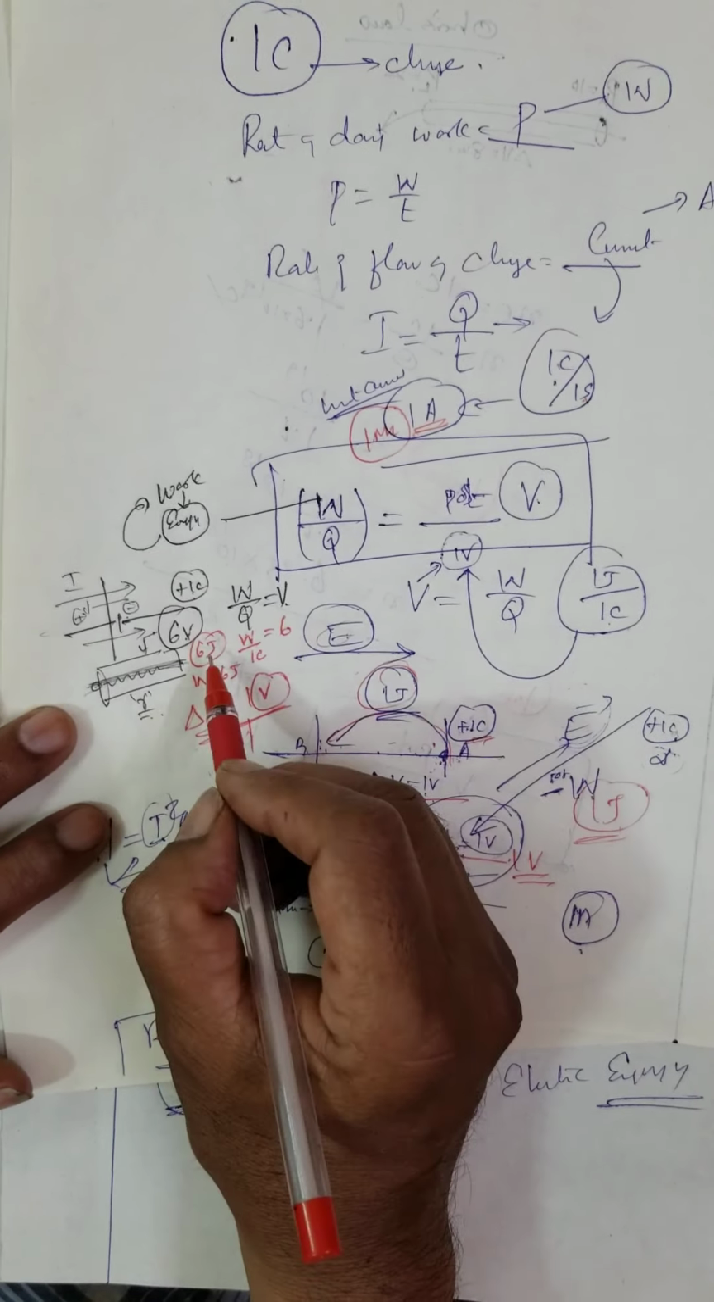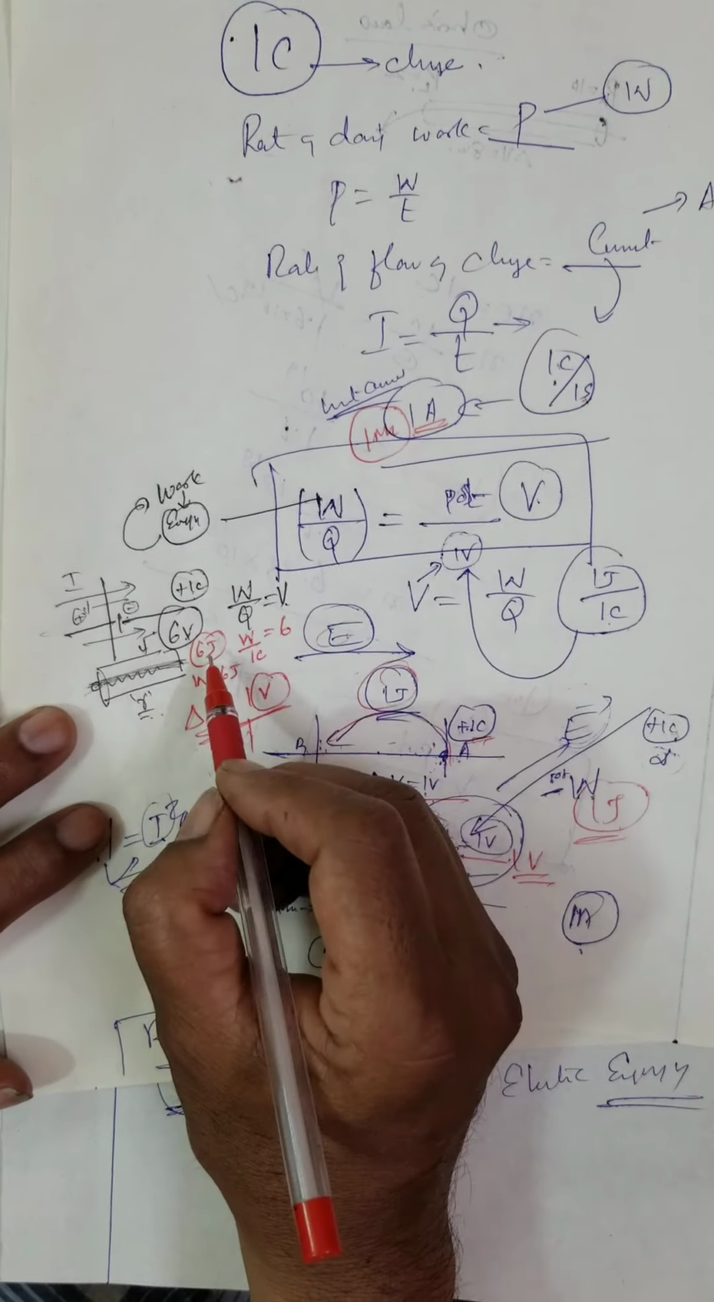Right? Then, what are the factors? We have done so many sums on resistance. Resistance is directly proportional to the length, and inversely proportional to the area of cross section. The resistance of a given material is directly proportional to length and inversely proportional to area of cross section.